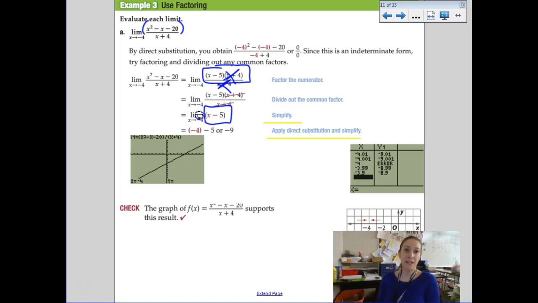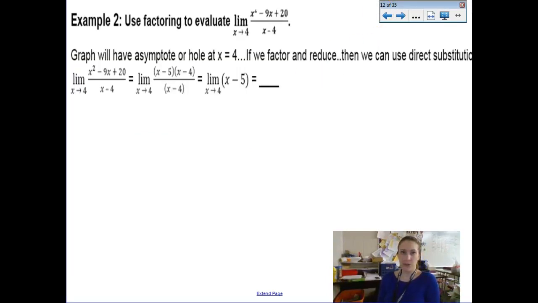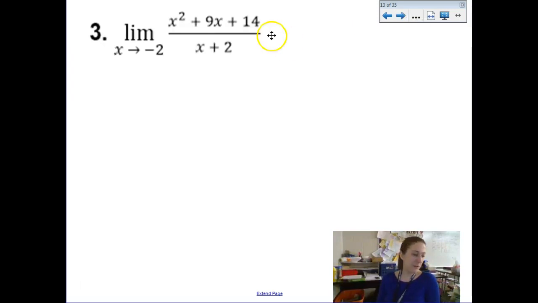But now you can take that limit and directly substitute -4 into this non-removed part of the function. So -4 minus 5 is -9. The example you see on your notes is not the same, so be careful. x minus 5 times x minus 4 is how you factor the numerator, and then we're going to remove that discontinuity. So now you can just directly substitute a 4 in there. 4 minus 5 is -1. So that's kind of nice. You don't have to depend on your table and your graphing.